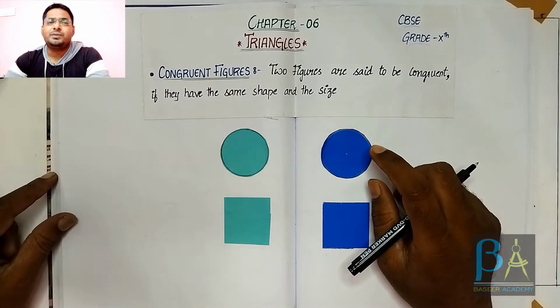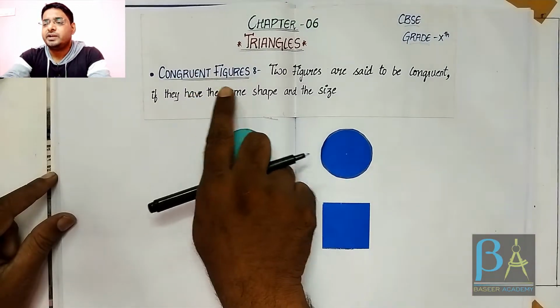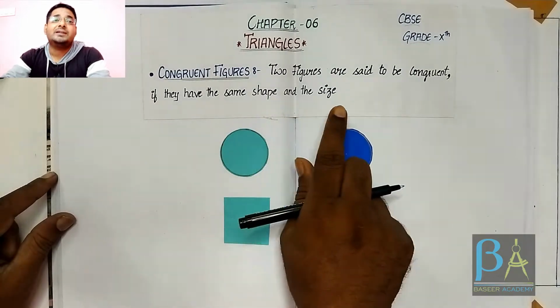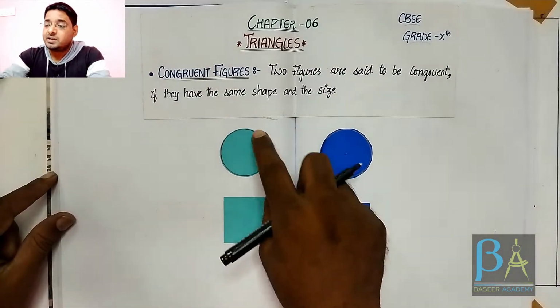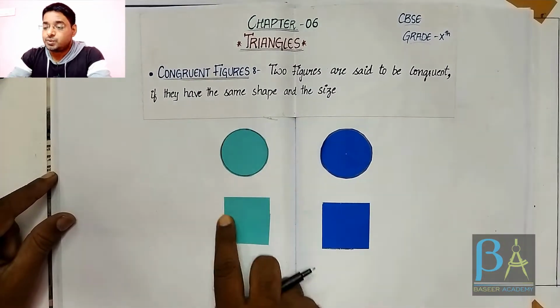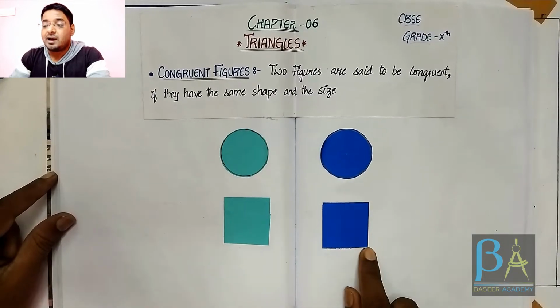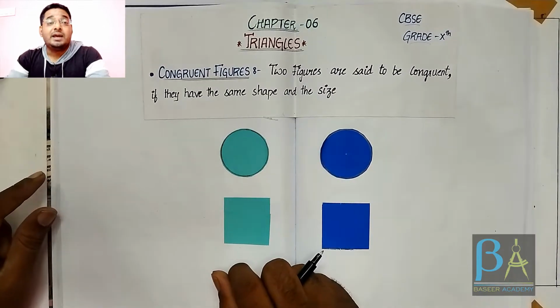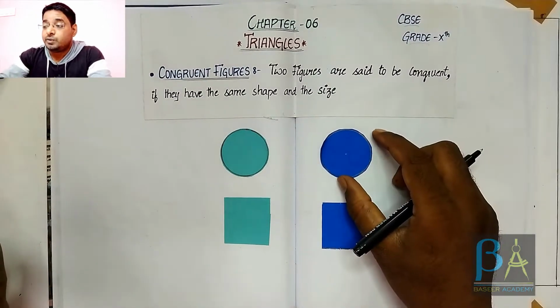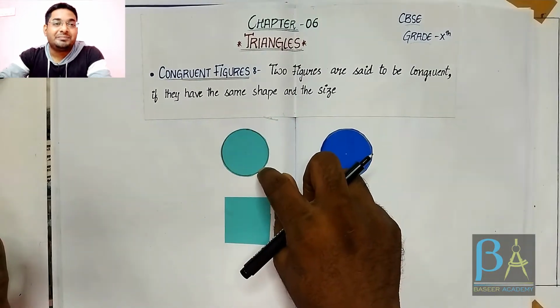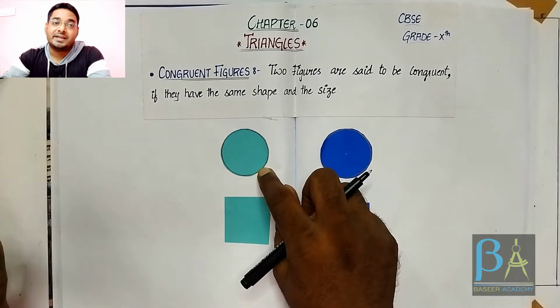In Grade 9, you learned about congruent triangles, isn't it? Now, what are congruent figures? Two figures are said to be congruent if they have the same shape and the same size. So two circles with the same radii are congruent to each other. Likewise, two squares with the same side length are congruent to each other because obviously they have the same shape and the same size. Now, when you place one congruent figure above the other, the two figures cover each other completely because they have the same shape and the same size.